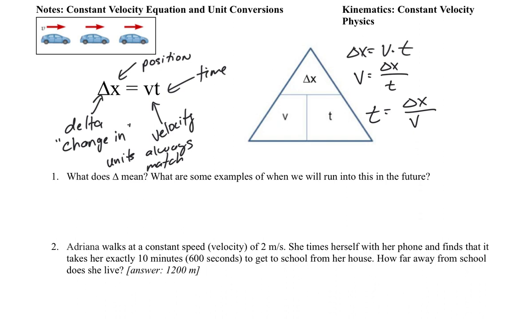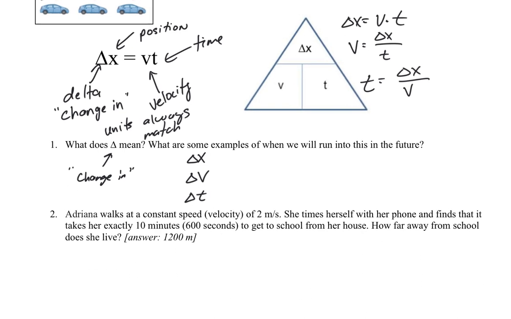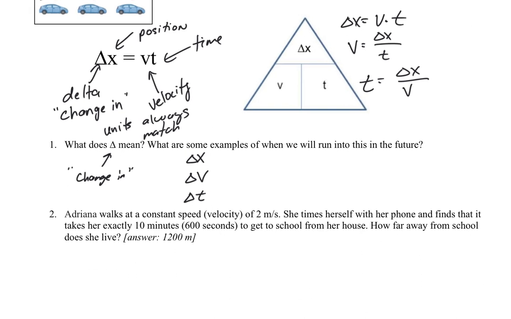So let's go ahead and fill in our notes a little bit here. What does delta mean? Delta means change in. Some examples of when we will run into this in the future: we're going to see this a lot. We're going to use a lot of delta x. We're going to see change in velocity. We could see change in time, okay? So just keep in mind that delta always just means change in whatever variable follows next, okay?